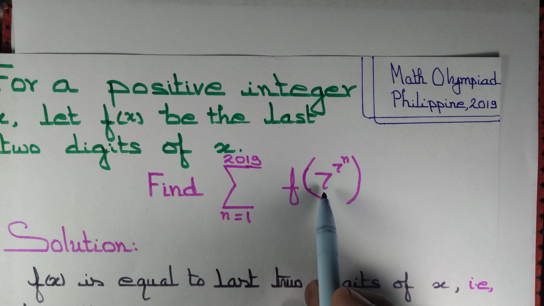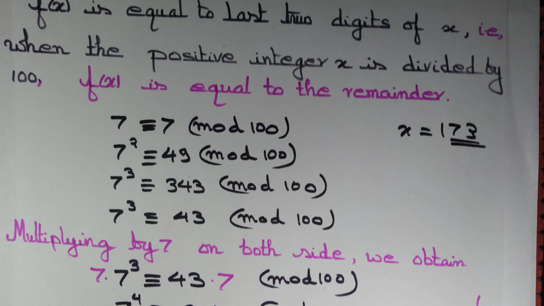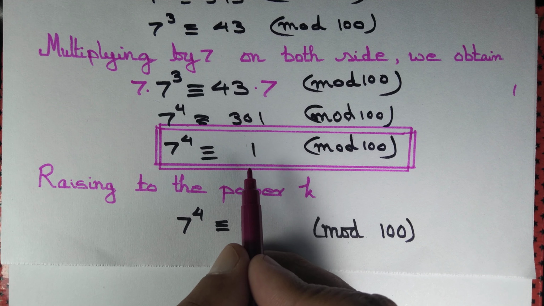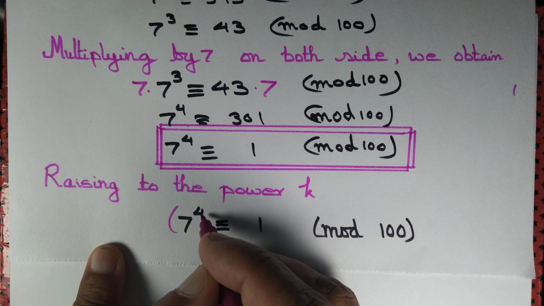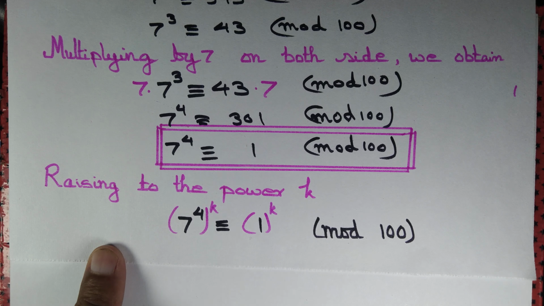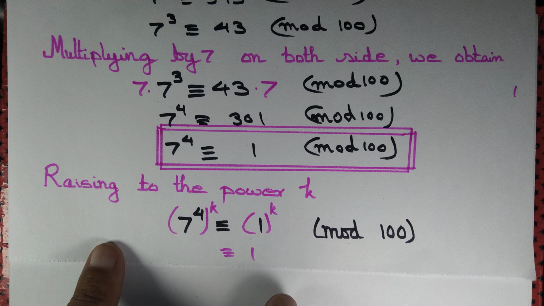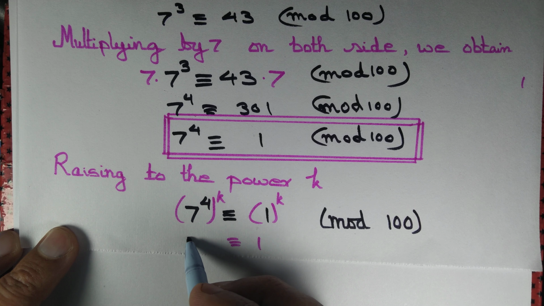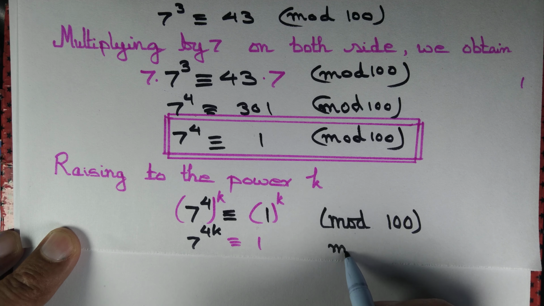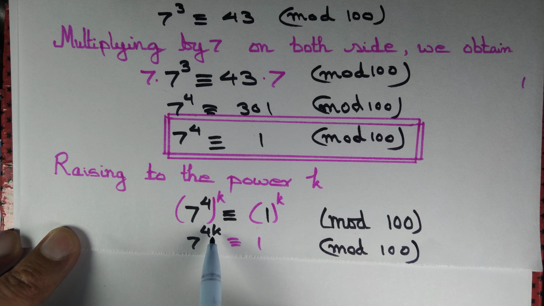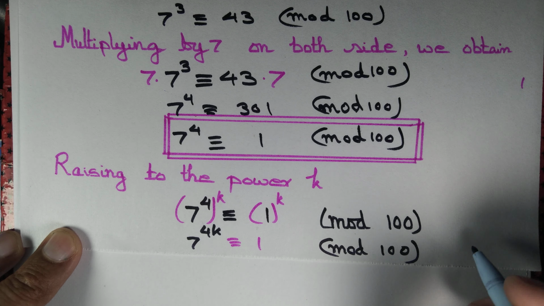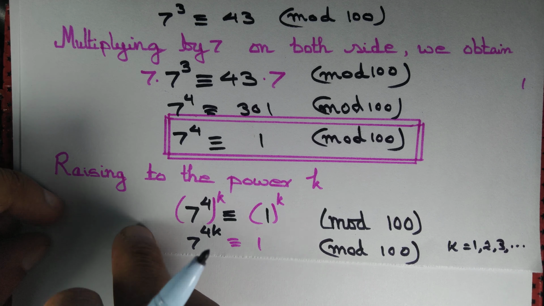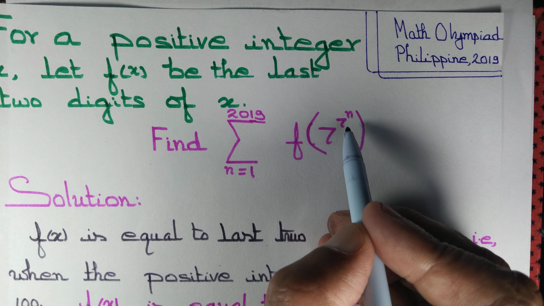But we want 7^(7^n). So what we do is raise 7^4 congruent to 1 to the kth power. You see that 1 to the power k is simply 1, and by the law of indices, (7^4)^k is simply 7^(4k). Oh, we got something good. Mod 100 as it is. So we can say that 7^(4k) leaves the remainder 1 for k equal to 1, 2, 3, and so on. But once again, we want 7^(7^n).